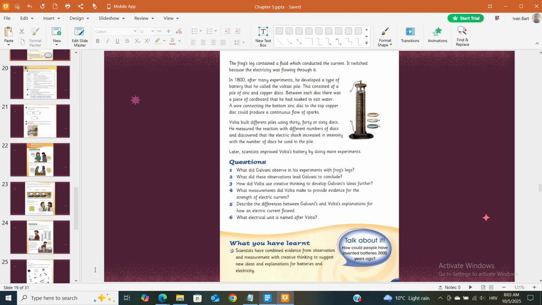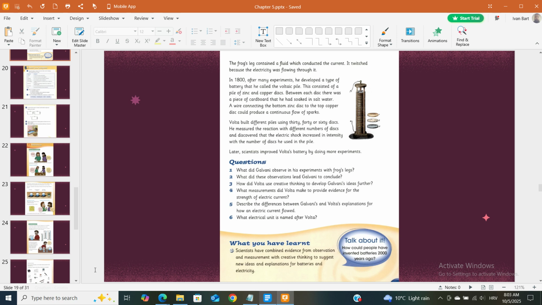Later, scientists improved Volta's battery by doing more experiments. Questions. 1. What did Galvani observe in his experiments with frogs' legs? 2. What did these observations lead Galvani to conclude? 3. How did Volta use creative thinking to develop Galvani's ideas further?